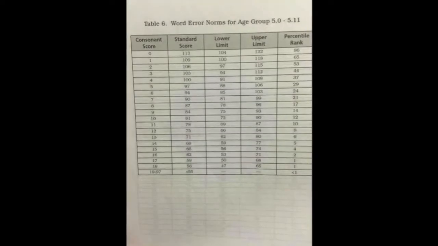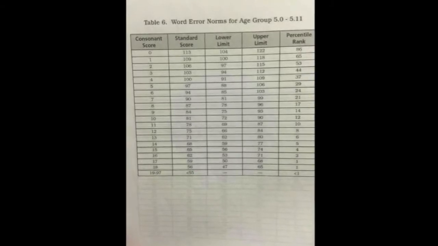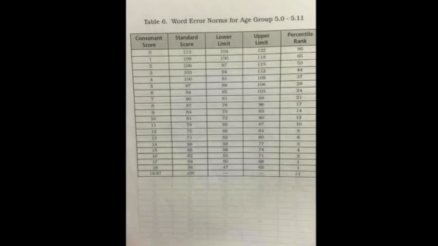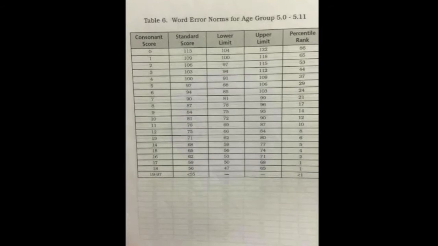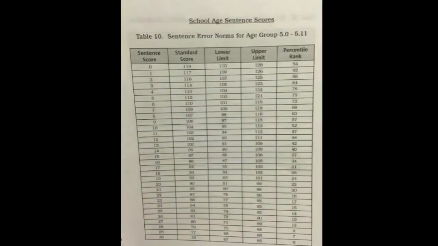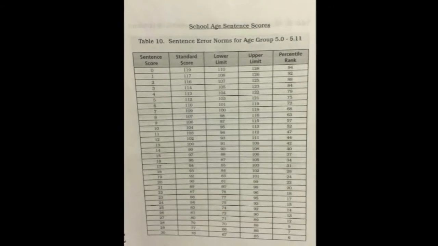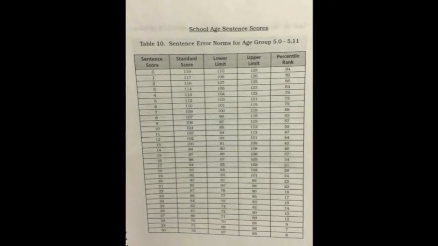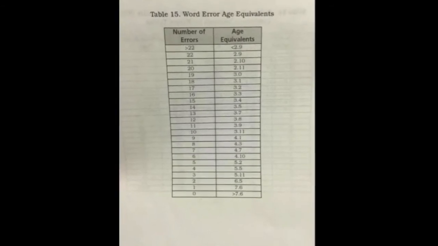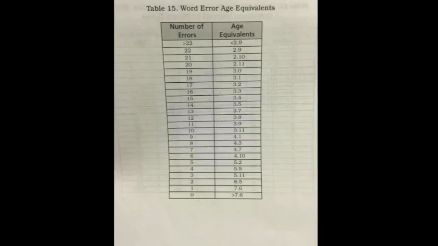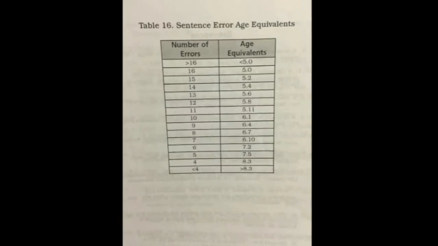For example, our clinician was scoring a 5-year-old child. After the clinician recorded the raw scores from the consonant inventory section, they should go to Chapter 6 of the manual and compare the score to those in Table 6 to find the percentile rank. For the school-age sentence scores, they should compare the recorded scores to those in Table 10 to find the percentile rank. To find age equivalent scores for consonant inventory and sentence error, compare the number of errors to the age equivalent located on Table 15 and 16 respectively.